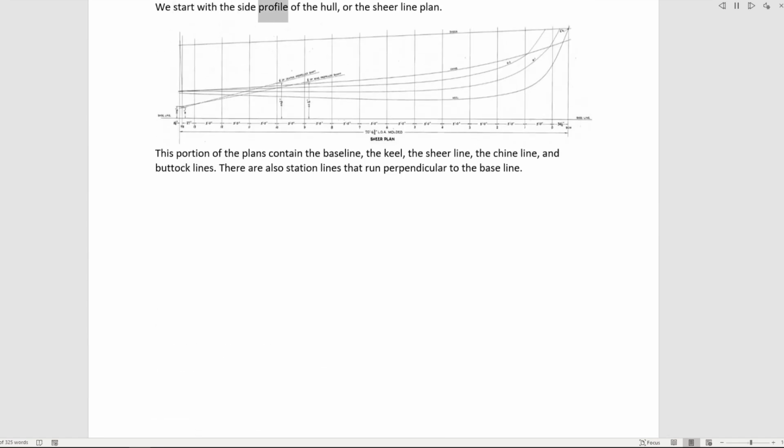We start with the side profile of the hull, or the shear line plan. This portion of the plans contains the base line, the keel, the shear line, the chine line, and buttock lines. There are also station lines that run perpendicular to the base line.